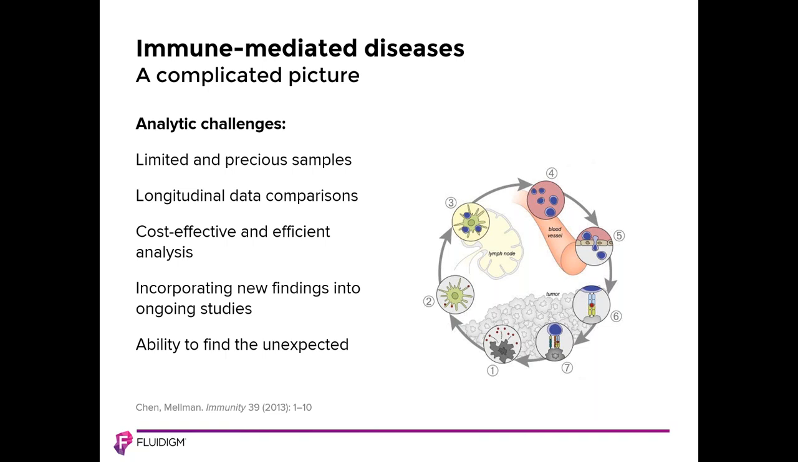Mass cytometry and imaging mass cytometry can address these challenges through the use of high-dimensional comprehensive panels, which allow the most information to be derived from precious samples.